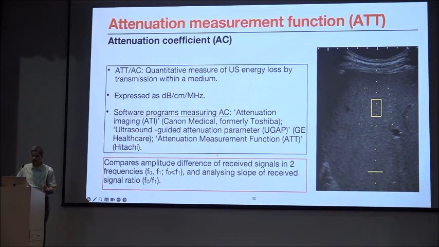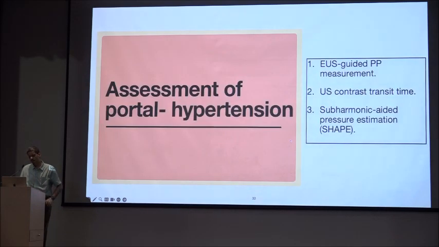This is based on the comparison of the amplitude differences of signals given at two different frequencies. A higher signal frequency will attenuate more as it passes through a fatty liver, and then you compare the slope of attenuation of the two frequencies and you can quantify the fat. This is done by ATI, by UGAP, and ATT by Hitachi. What is very interesting, let me move on, is the assessment of portal hypertension.